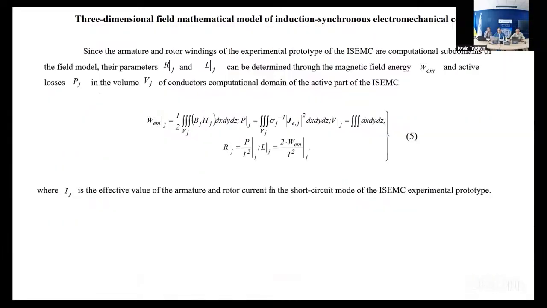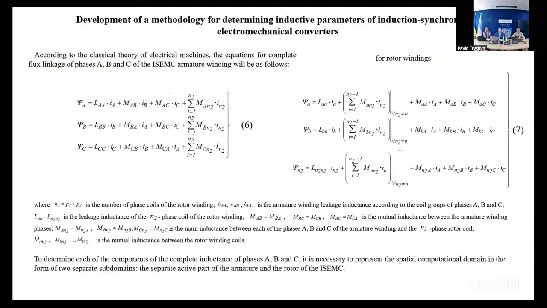Since the armature and rotor windings of the experimental prototype are computational subdomains of the field model, their parameters can be determined through the magnetic field energy and active losses of the active part of the electromechanical converter, and this is described with the help of equation number 5.